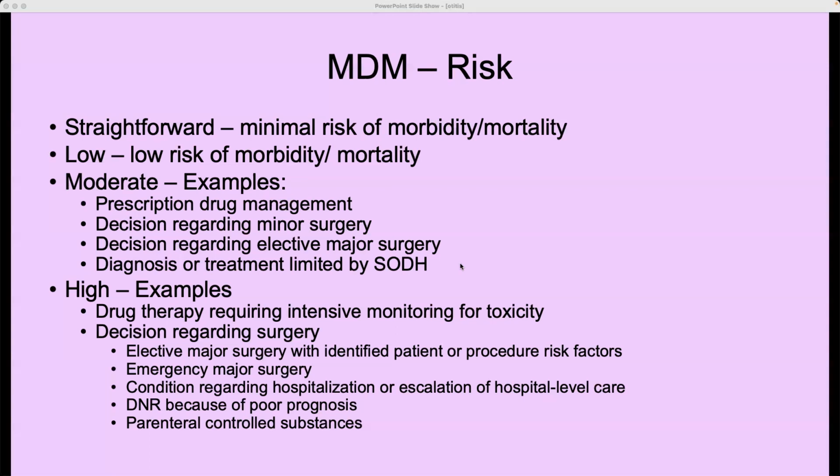High examples, again, are drug therapy requiring intensive monitoring for toxicity, and decision regarding surgery. This includes elective major surgery with identified patient or procedure risk factors, and emergency major surgery. So elective, we're going to have a major surgery in 2 weeks. Emergencies, we've got to do surgery now, of course. Also a decision regarding hospitalization or escalation of hospital level care, so the decision to hospitalize an outpatient or move a patient from inpatient to critical care. Do not resuscitate because of poor prognosis, or parenteral controlled substances.